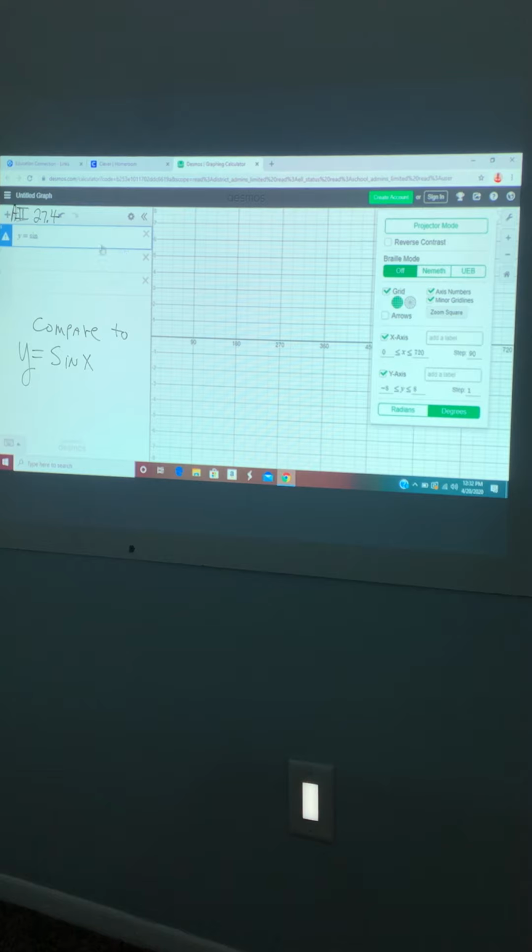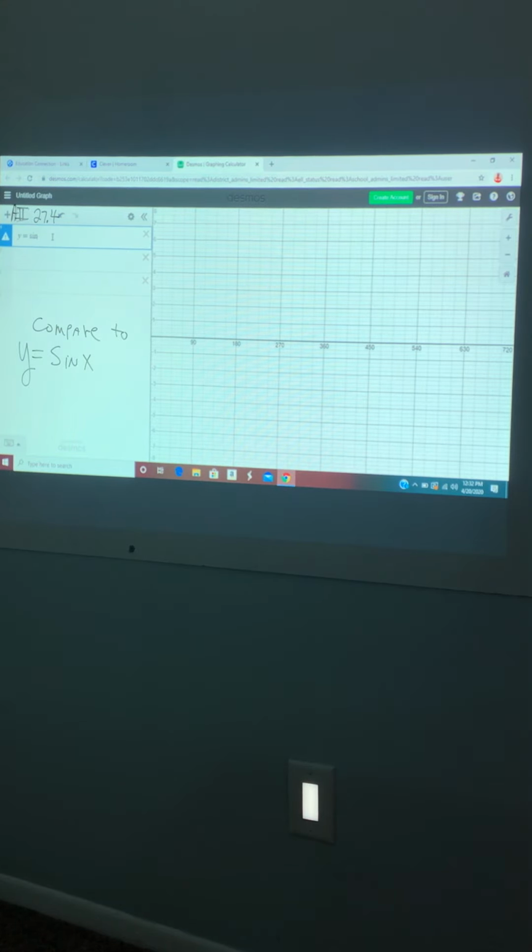All right, so today what I thought we would do is I'm going to type in stuff. I think I'll just do 4 different ones, and I want you to try to guess what the graph will look like, and also how the numbers affect the amplitude and how they affect the period, okay?